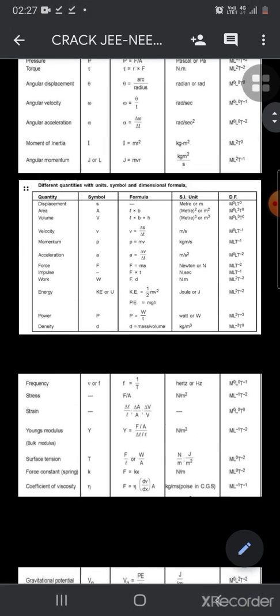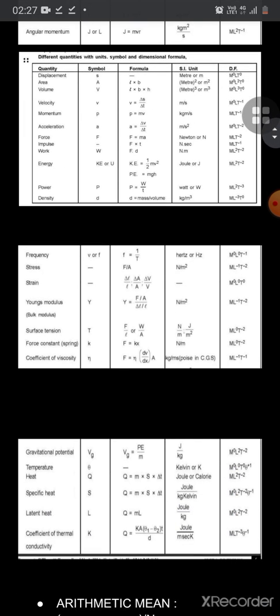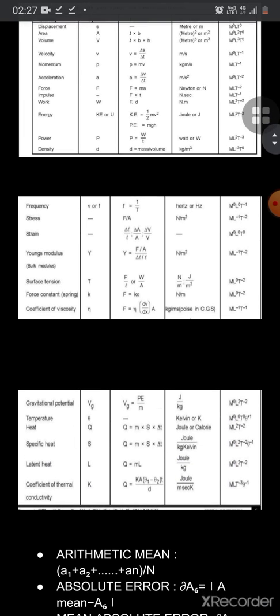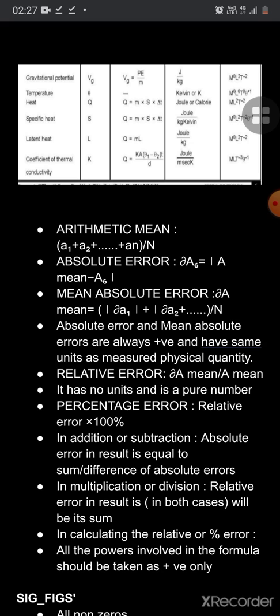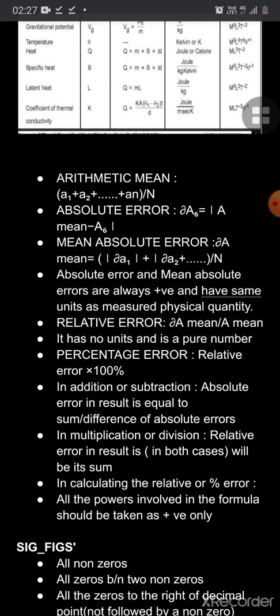There is no shortcut to remember these physical quantities. We have to substitute the fundamental physical quantities in the derived physical quantities in order to get its dimensions or its units. Next, what is arithmetic mean? Arithmetic mean means sum of measurements divided by total number of measurements. Next, absolute error. Absolute error can be obtained by subtracting the measurement from the arithmetic mean.